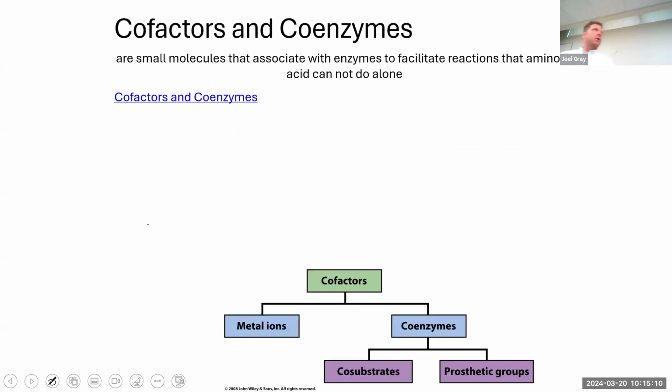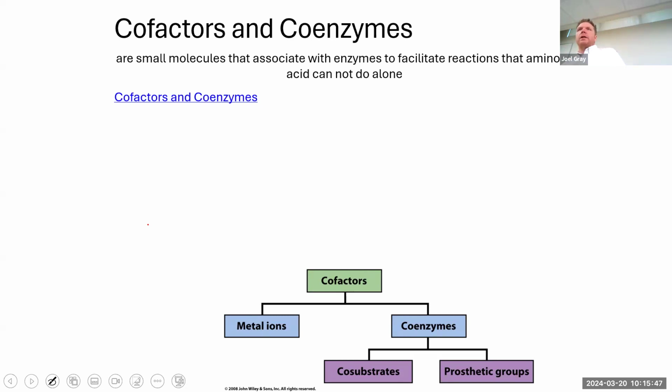Now, there are cofactors in enzymes. These are small molecules that associate with enzymes to facilitate reactions that amino acids cannot do alone. Have we seen an example of something that amino acids cannot do on their own, or cannot do well? Yeah, binding of O2. How does hemoglobin facilitate binding of O2? It uses iron. Well, how does it bind that iron? It uses these heme rings, this heme molecule. That iron is in the dead center of it. That iron helps coordinate and position that O2.